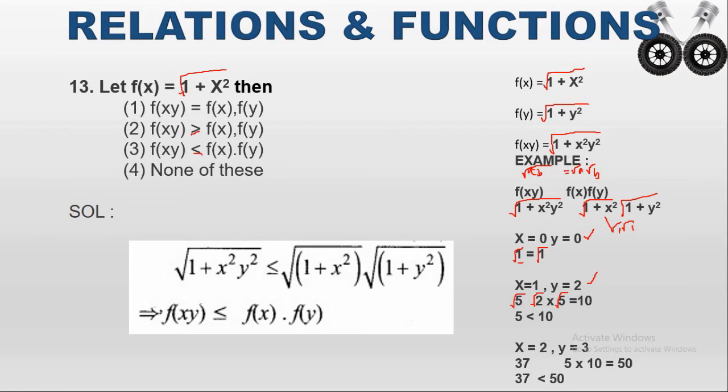So, square root of 2 into square root of 5 is equal to square root of 10. Which is greater? Square root of 5 or square root of 10? Square root of 10 is greater. So, square root of 5 is less than square root of 10.